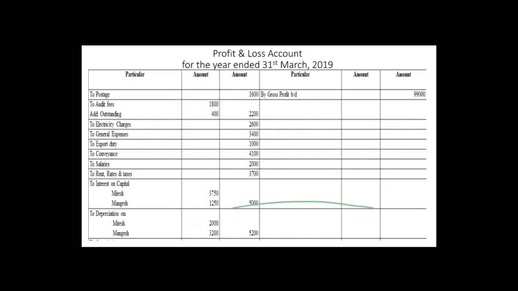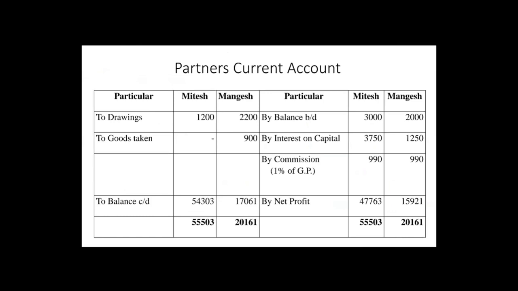Okay, so 990, you are going to record the first effect in the profit and loss account itself. You will see over here two commissions, Mitesh and Mangesh, both 990, 990, because the same percent is given, and you will add both and put it in the second column of the amount. Okay, now once you have done with this commission, you are going to record the second effect also, which will be in the partner's current account.